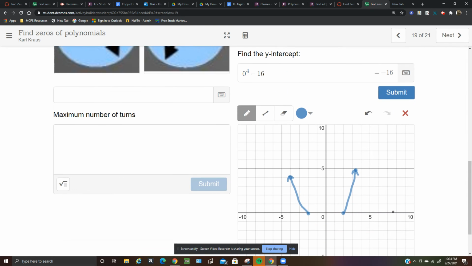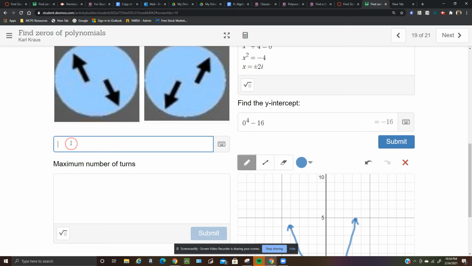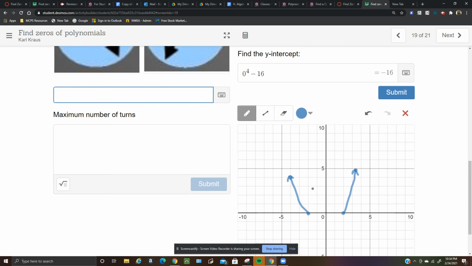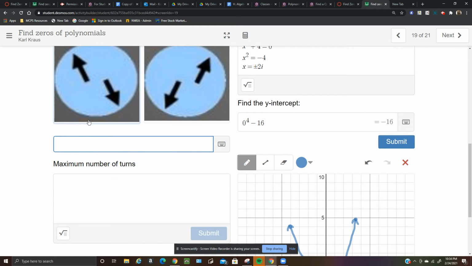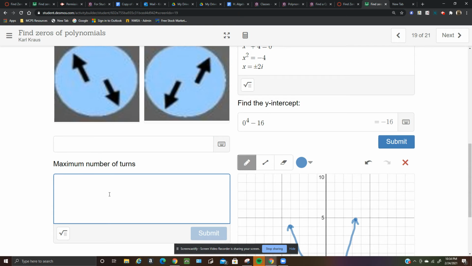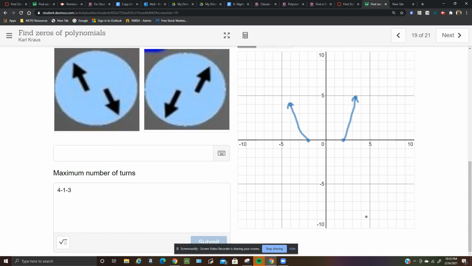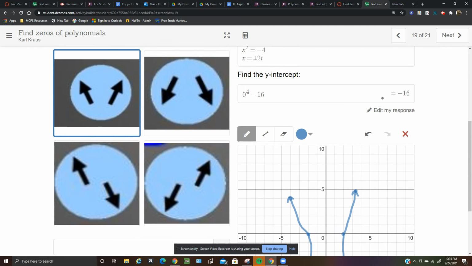Halfway between negative 2 and positive 2, we already found, is 0. It's negative 16. Maximum number of turns is 4 minus 1, which is 3. So this goes way down here. Goes through 0, negative 16.